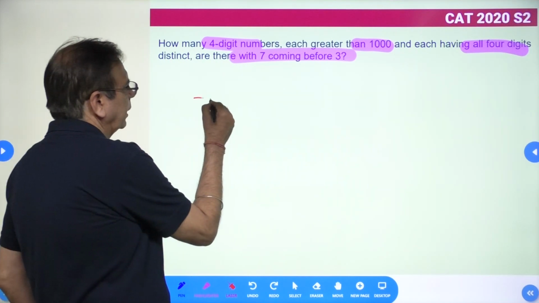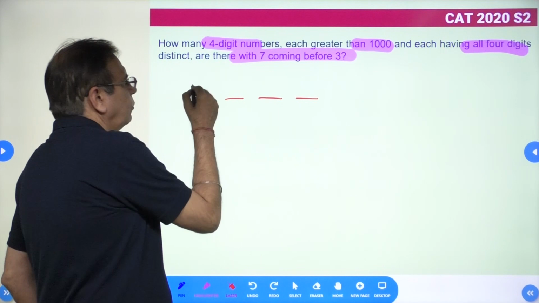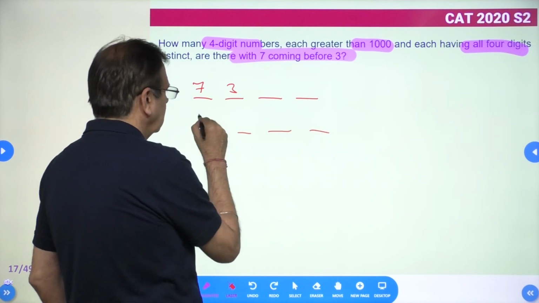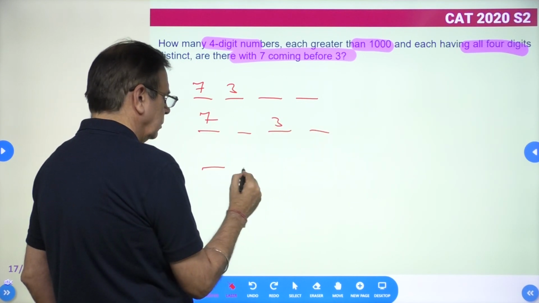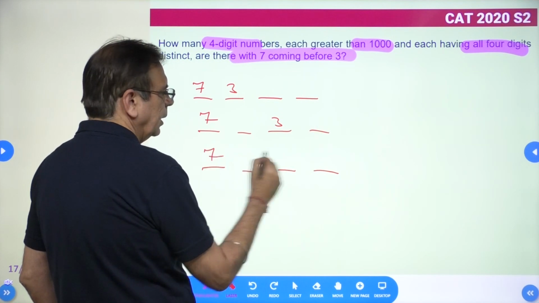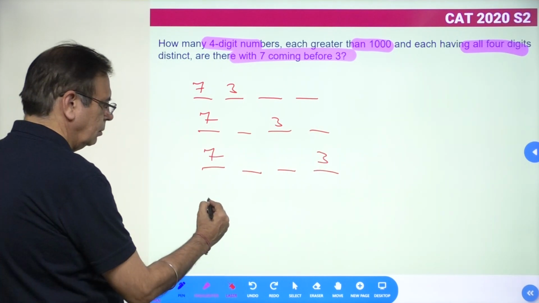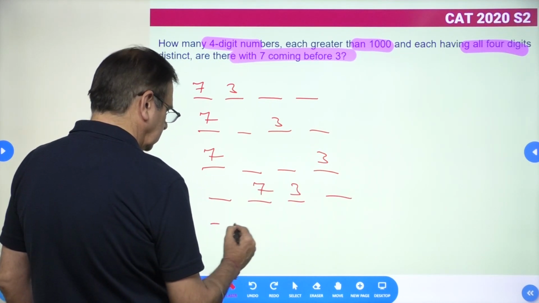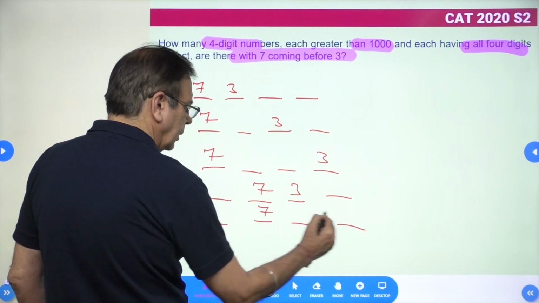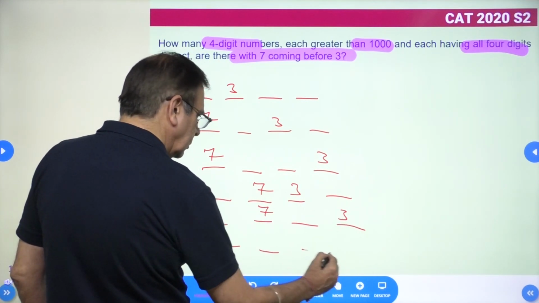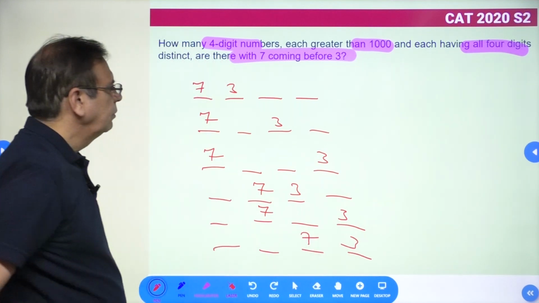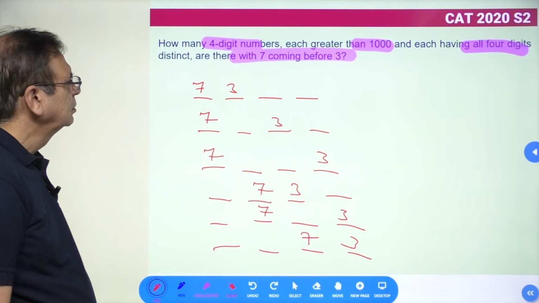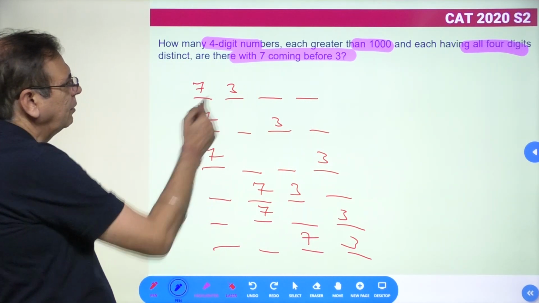Okay. 4-digit number. 7 can come here and 3 can come here. What are the other possible cases? 7 can come here, 3 can come here. 7 can come here and 3 can come here. 3 cases. Then 7, 3, 7, 3 and 7, 3. We have what? 1, 2, 3, 4, 5, 6 cases. Find out. Now, in how many ways can we have this number?